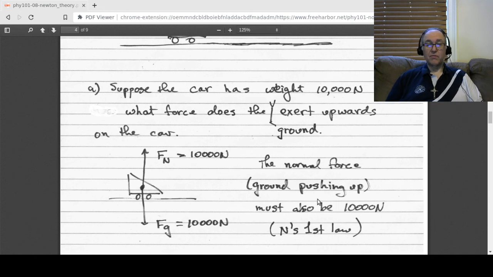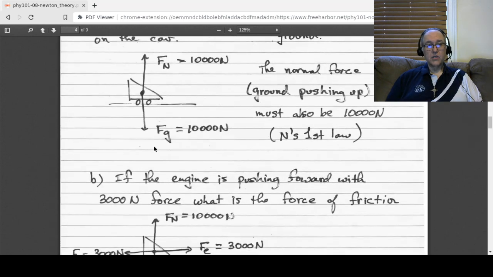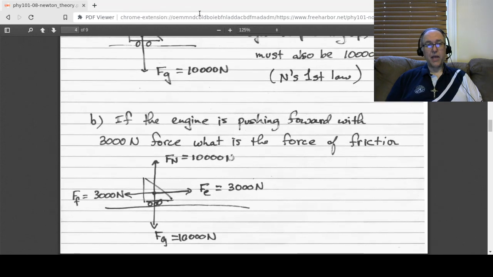Okay, there you go. There's a very simple illustration of Newton's first law. Okay, so I now have part B here, and in part B, imagine that the engine is actually pushing forward with 3,000 newtons. So never mind this frictional force back here. We now have, I called it Fe for the force due to the engine. So the force due to the engine is 3,000 newtons and it's pushing forward.